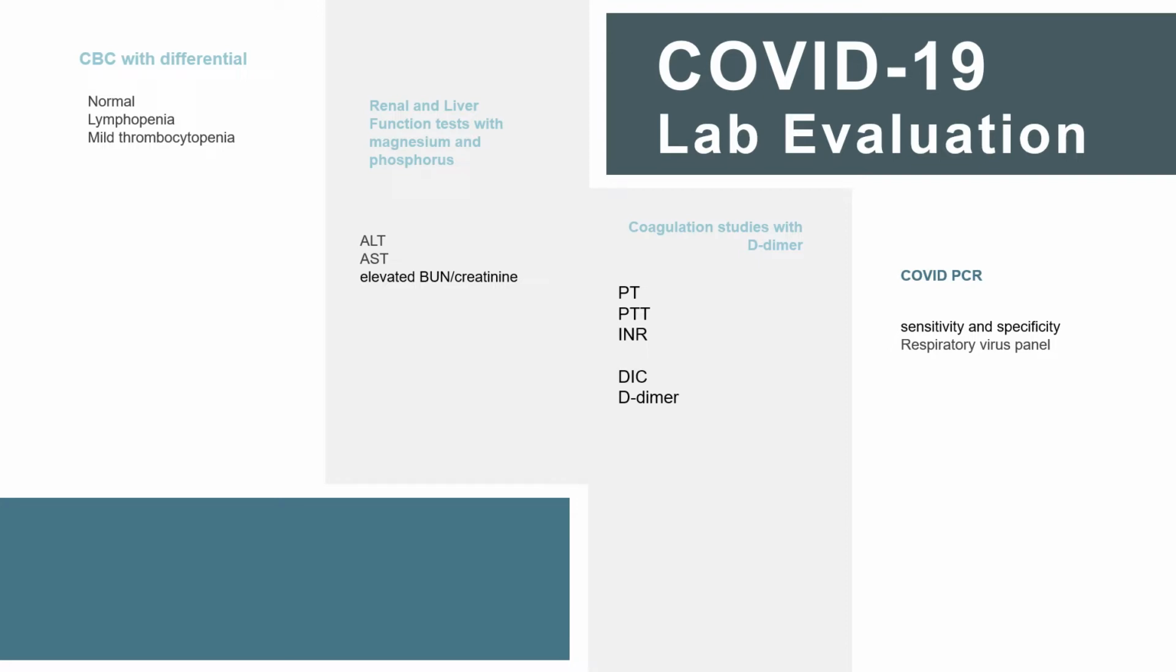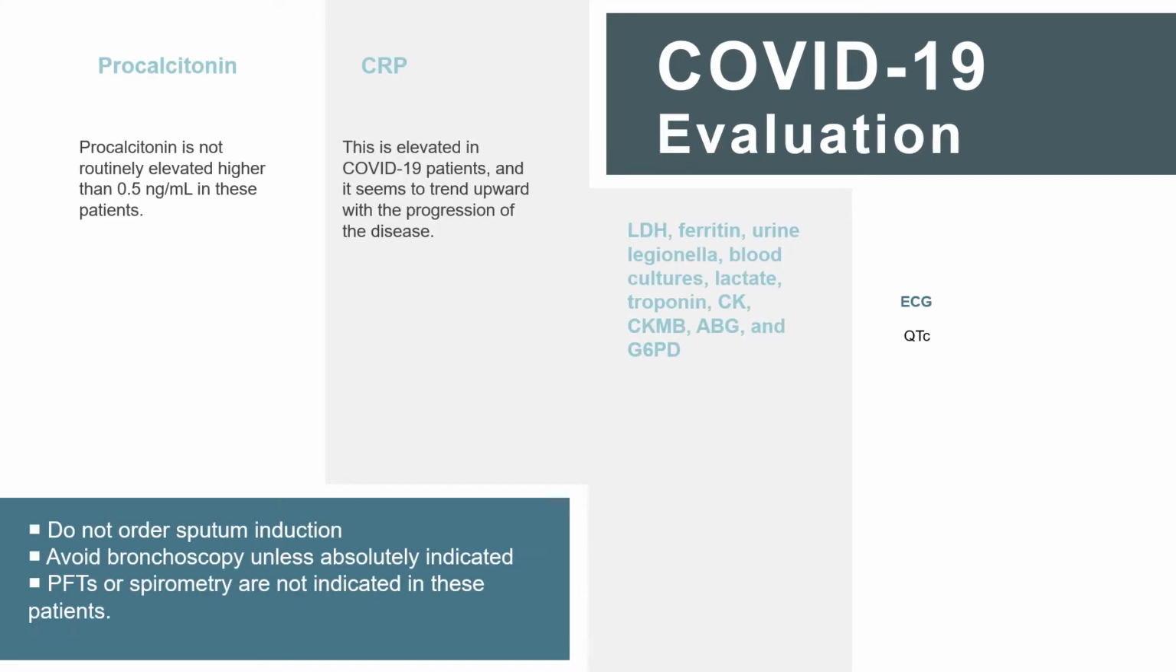For the PCR, sensitivity and specificity vary from each lab, so look at your own institution's results. Respiratory virus panel, you may send for that if you're suspecting another virus. PCT is not routinely elevated. If it's elevated, you should suspect another diagnosis or superimposed bacterial infection. However, CRP is routinely elevated and tends to be more elevated with the progression of the disease.